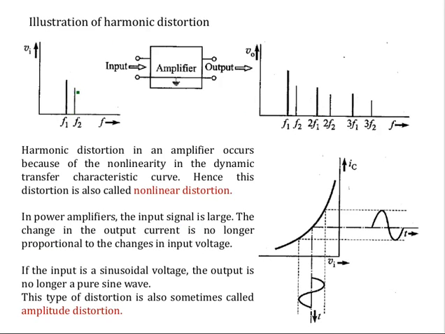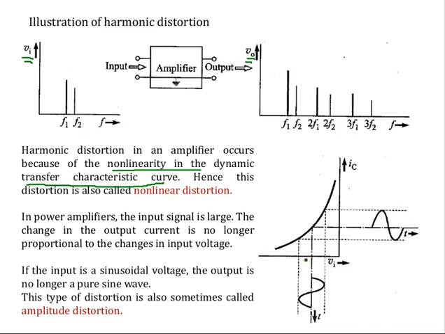If you take the plot of the voltage magnitude versus frequency, you can see F1, F2 are the fundamental components in the input Vi, but the output may contain, apart from F1, F2, also 2F1, 2F2, or 3F1, 3F2, like that. See that its magnitude is less than the fundamental. Harmonic distortion in an amplifier occurs because of the non-linearity in the dynamic transfer characteristic curve.